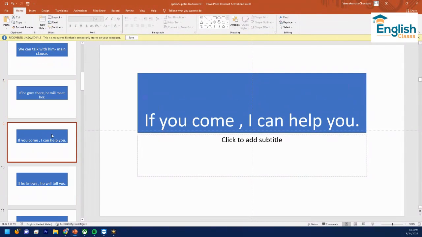Now look at this example. If you come, I can help you. There are two clauses here. First one is if you come. At the end of the if clause, there should be a comma. I can help you is the main clause here. If you come, it is a future idea. If you come in the future. But we never use will in the if clause.